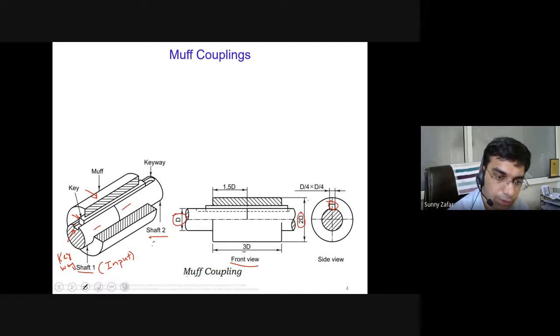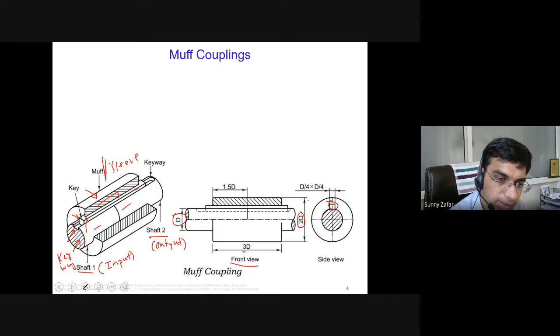And shaft 2 is the output shaft. Now what is happening here, the inlet, this is the input shaft. So from here the power goes to this key. So this key is partially coupled to this muff, or we call it a sleeve. Okay. So from this muff, the power enters here, the torque enters here from this key.